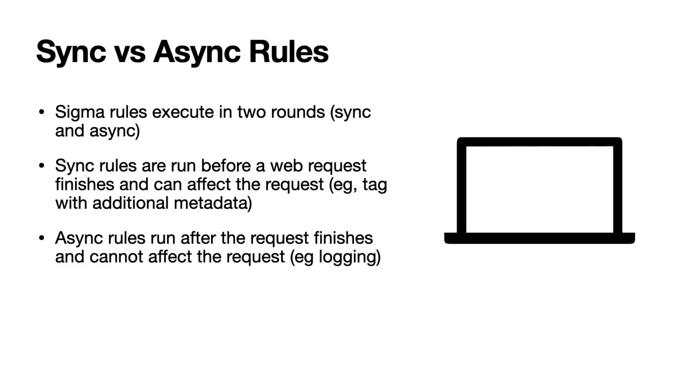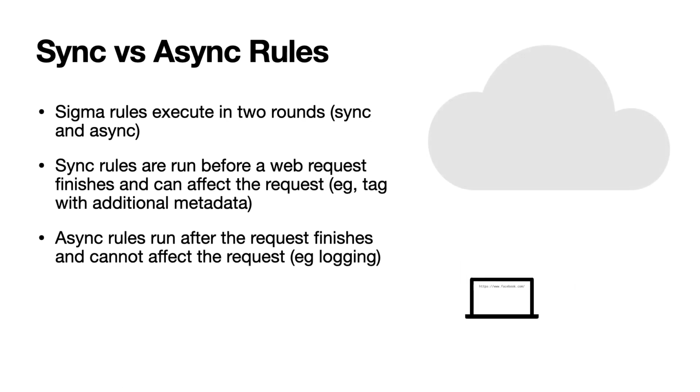GADTs and data kinds can also be applied in a variety of other use cases outside of compilers. One example is to describe different types of abuse detection rules in Sigma. Sigma rules execute in two rounds. When a user goes to facebook.com, the request goes into a cloud where it finds a Facebook web server. The Facebook web server will then call into Sigma in order to determine if the request is abusive.